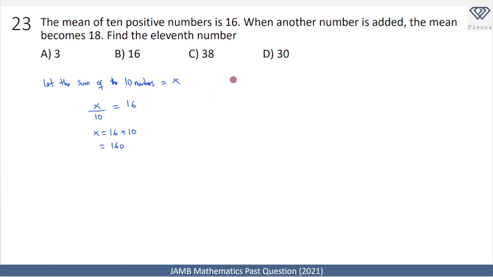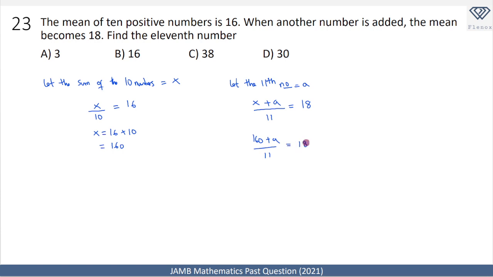So we have the sum of those 10 numbers, which is 160. Now we add another number. Let's say let the 11th number be equal to a. So now the sum of all our 10 numbers is x. Now when we add our 11th number, which is a, altogether we're going to have our 10 numbers plus one more number, which is 11, and the mean of that is what? It is 18. But we found out what x is, because x is the sum of all our 10 numbers, which I've estimated to be 160. So we can substitute that here. So we have 160 plus a over 11 is equal to 18.